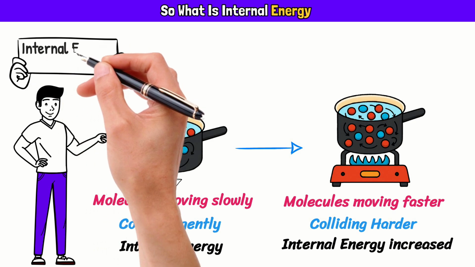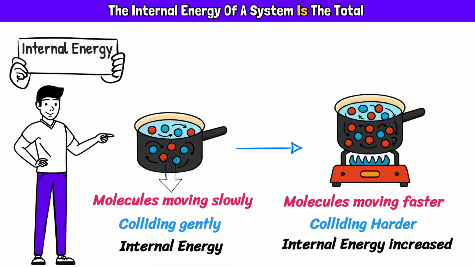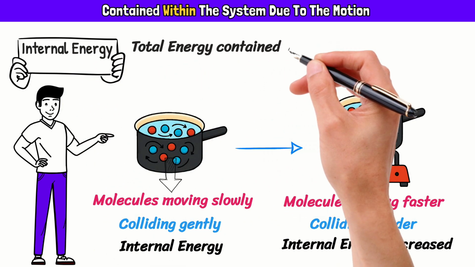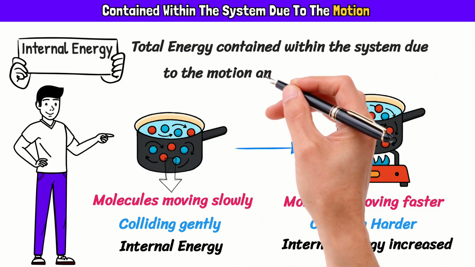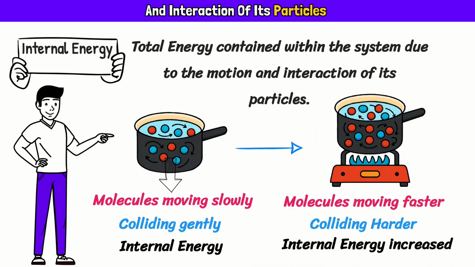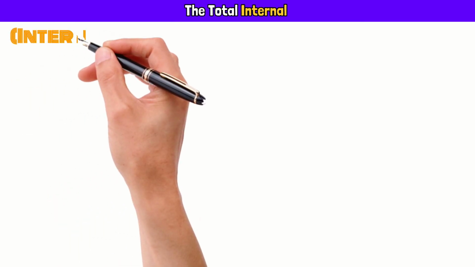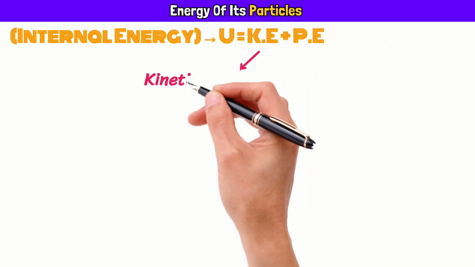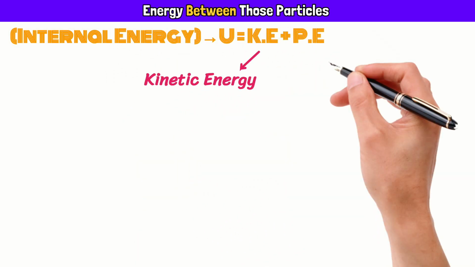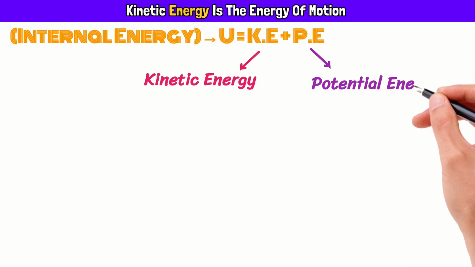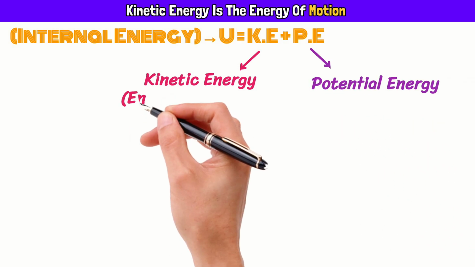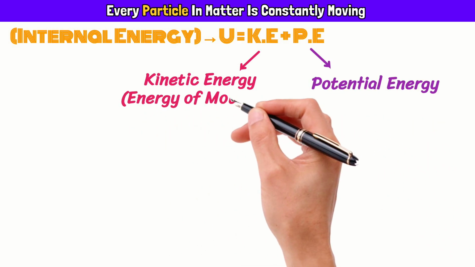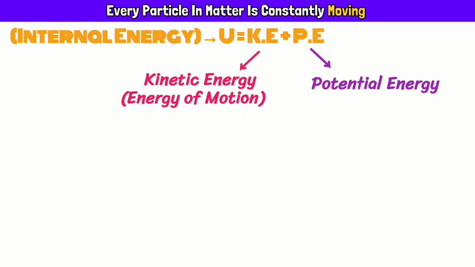So what is internal energy? The internal energy of a system is the total energy contained within the system due to the motion and interaction of its particles. The total internal energy of a substance is the sum of the kinetic energy of its particles and the potential energy between those particles. Kinetic energy is the energy of motion. Even though we cannot see them, every particle in matter is constantly moving.